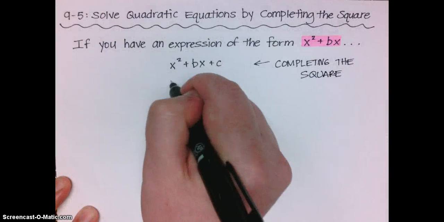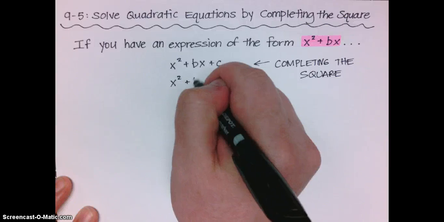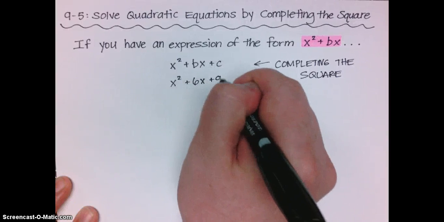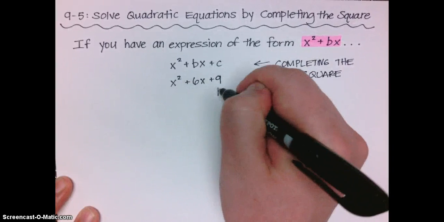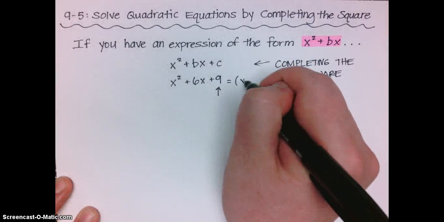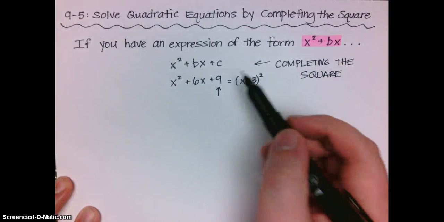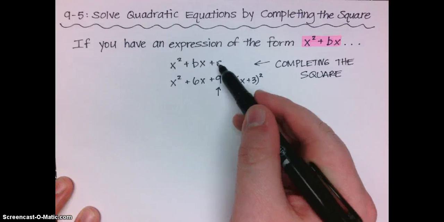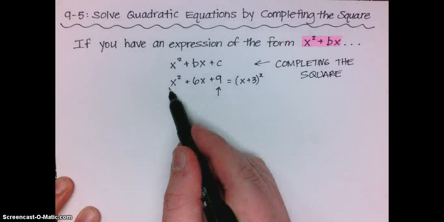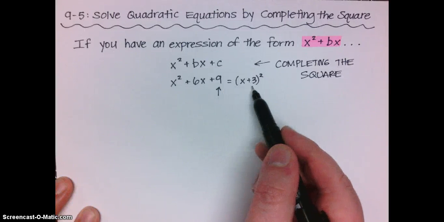For example, if we had x squared plus, let's say 6x plus 9, okay, if I was able to add this very specific number, I'd be able to rewrite this as x plus 3 squared. That's what we're looking for, is looking for adding a very specific number so that we can have this perfect square trinomial and be able to rewrite it as a binomial being squared.